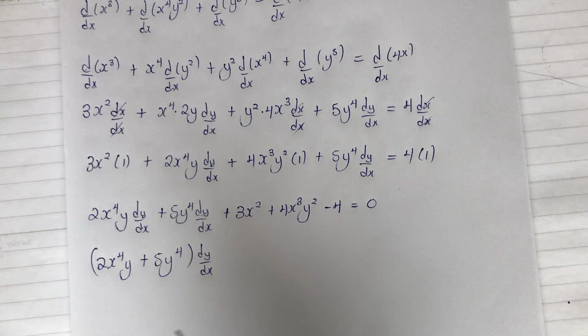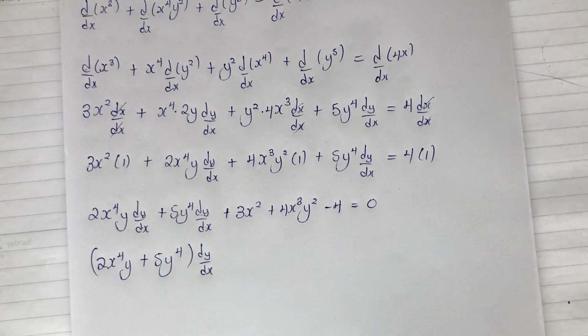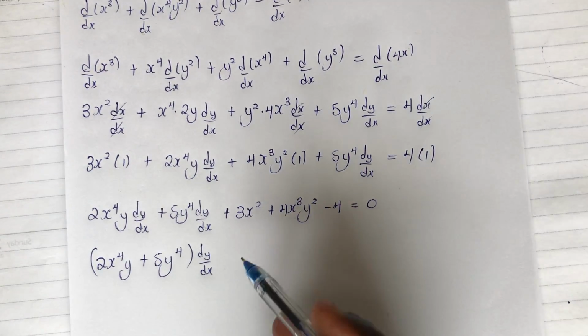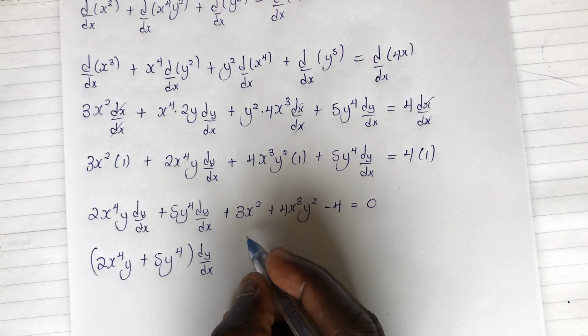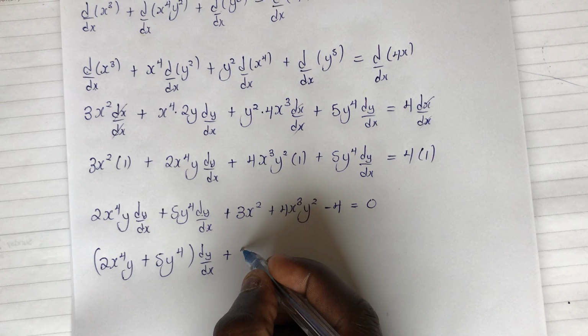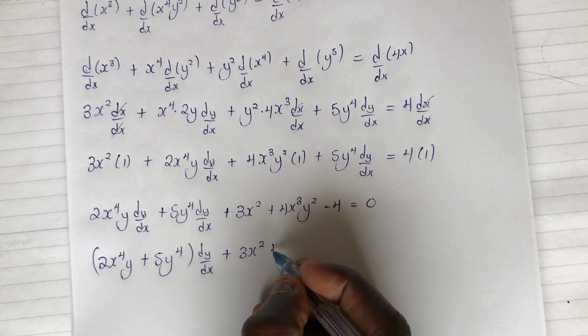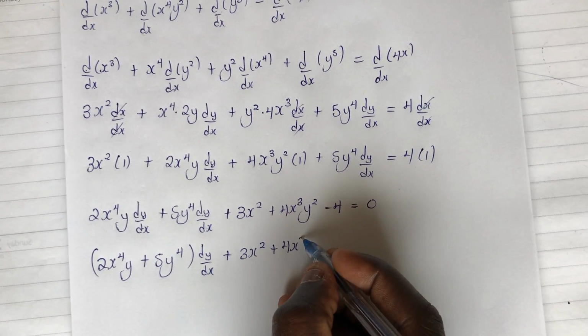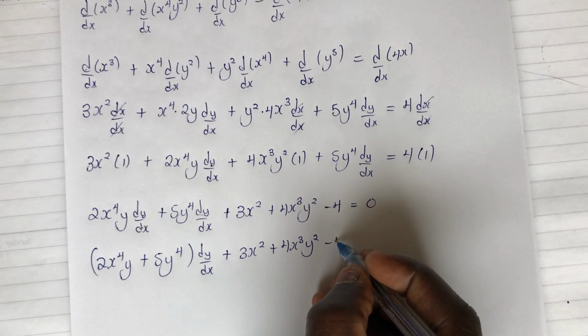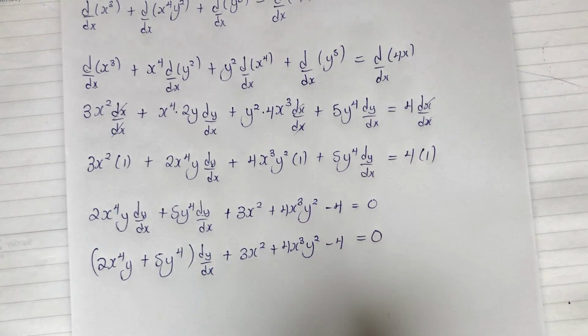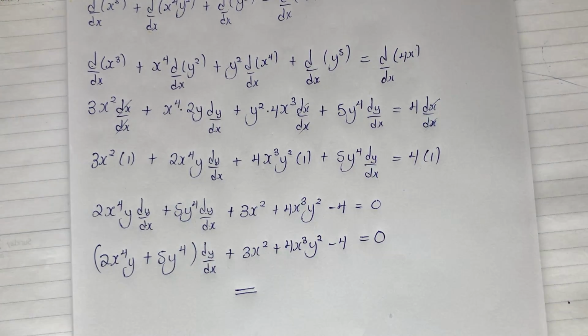So when I give you a function, it is, let's say, 2 dy dx, 3 dy dx, or x squared dy dx. We don't write dy dx in front of x, to avoid tautology. So this part, there is nothing you can do about it again. You repeat it: 3x squared plus 4x cubed y squared minus 4 equal to 0. And this is your final answer.